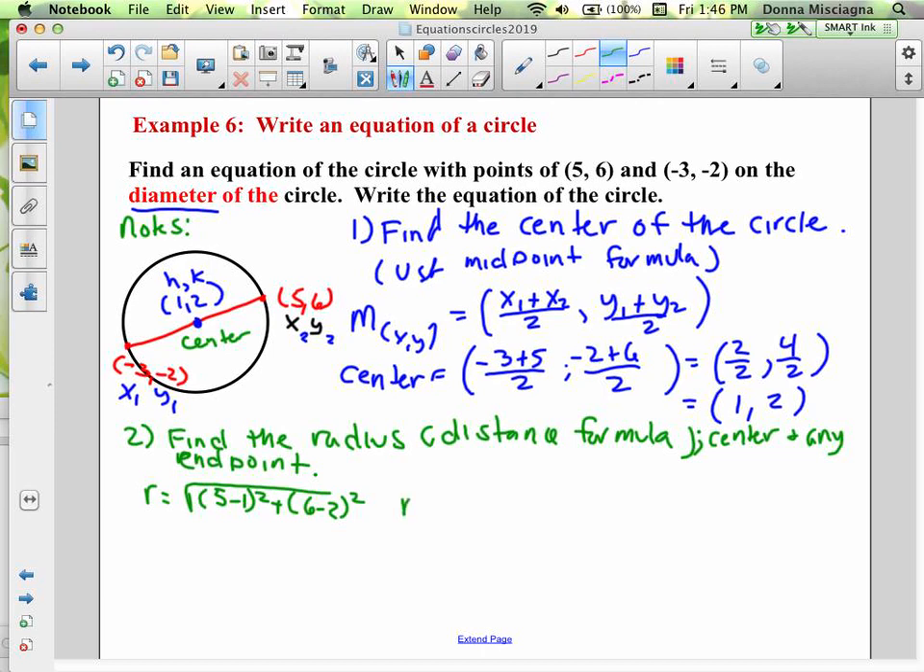Right? And then that'll be the square root of 4 squared plus 4 squared, which is the square root of 16 plus 16, which is the square root of 32. Now when we go to plug it back in the equation, let's just use square root of 32. But for the radius, let's simplify that.